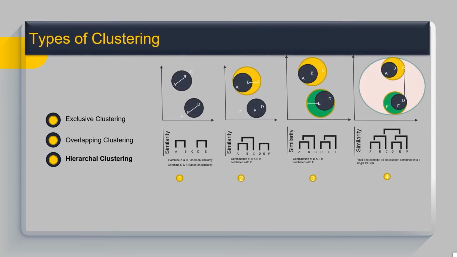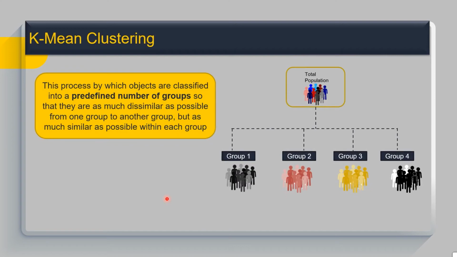And finally, we have hierarchical clustering. When two clusters have a parent-child relationship or a tree-like structure, then it is known as hierarchical clustering. As you can see here from the example, we have a parent-child kind of relationship in the clusters given here. So let's understand what exactly K-means clustering is.